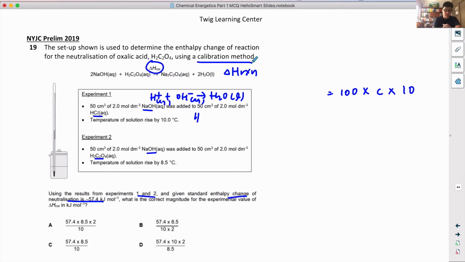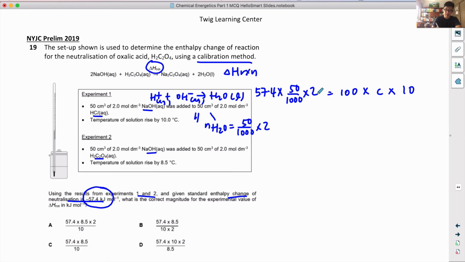What is the heat given off by the neutralization process? It's minus 57.4 kilojoules per mole of water formed. So how many moles of water were formed in this question? One mole of acid reacts with 1 mole of base, and they have equal amounts of acid and base, so the number of moles of water would be 50 over 1000 times 2. For this reaction, the energy given off is 57.4 times the number of moles of water formed.